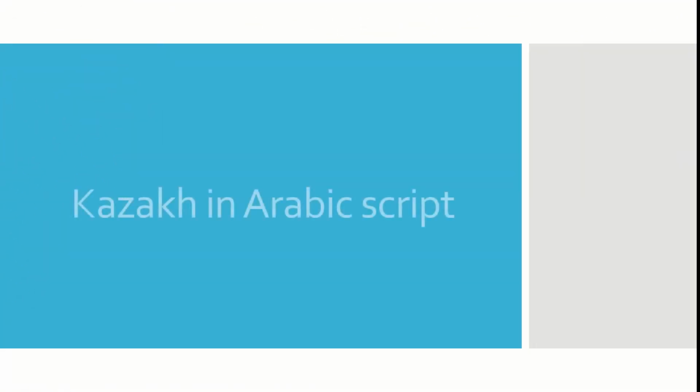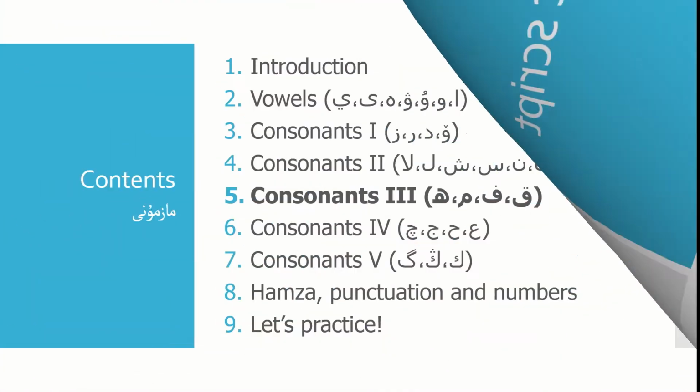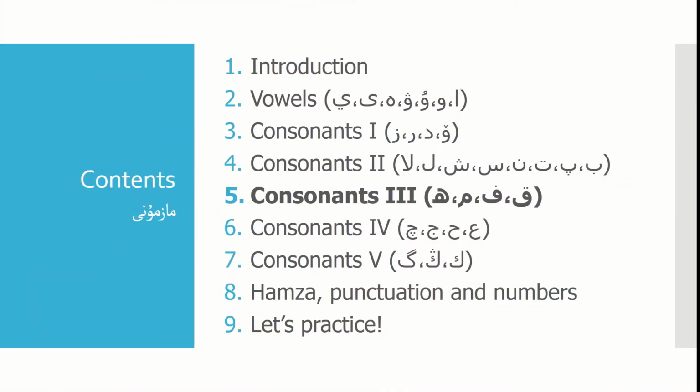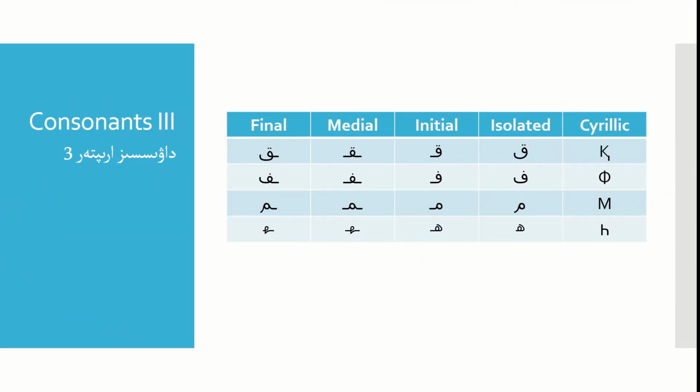Hello, welcome back to Kazakh in Arabic script, lesson 5. We've covered so far vowels and 11 consonants. That's the halfway point. And in this lesson, we'll look at 4 more consonants which all involve circles. Let's get started.